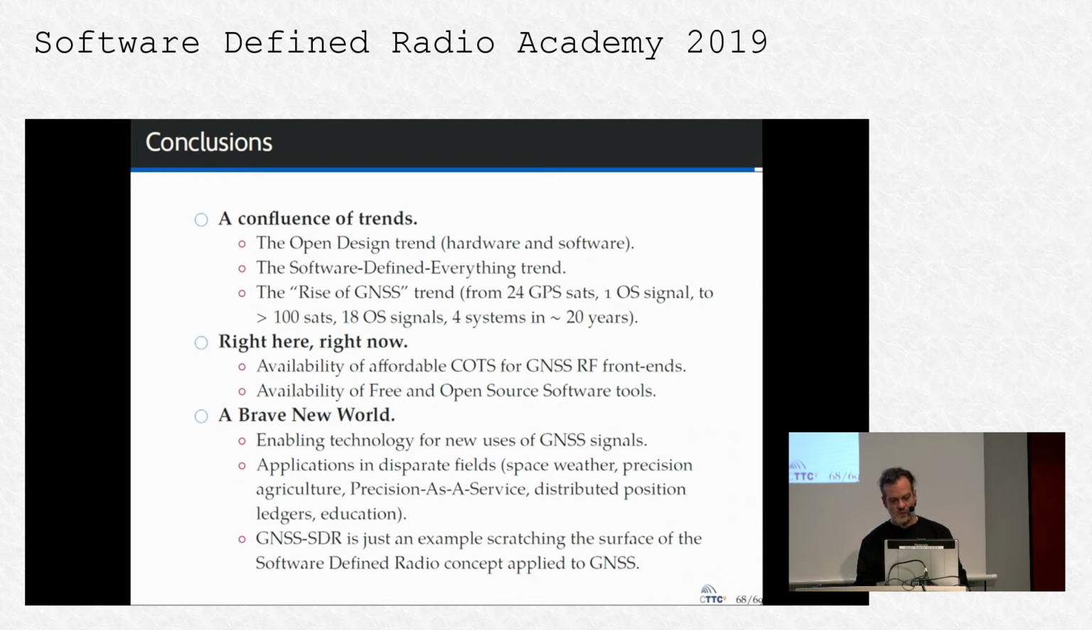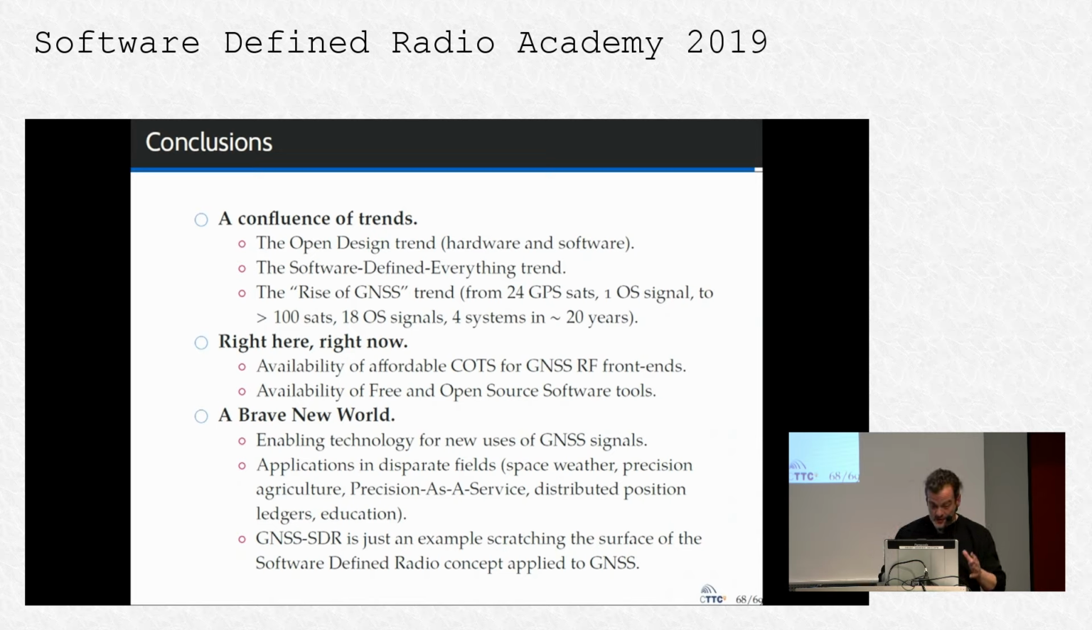GNSS: in 20 years, we have passed from 24 satellites and 1 open service signal to more than 100 satellites, 18 different open service signals, 4 different systems. All this in 20 years. For programming engineering, for software, 20 years is a glacial era, but for space technology it is quite short.